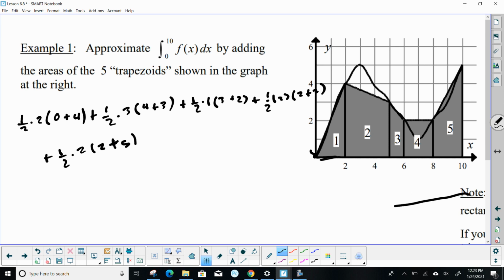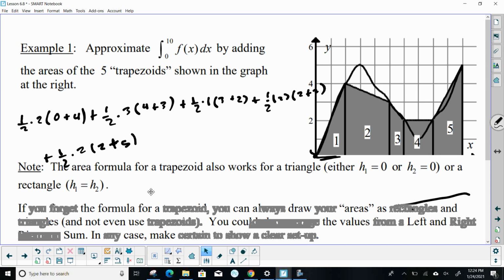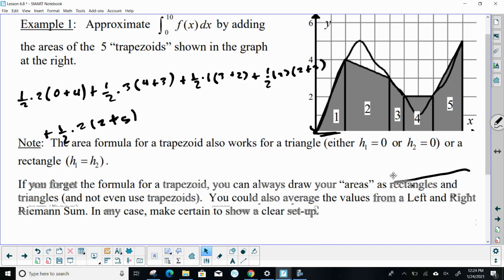So they have this note in your book, which is kind of what we were just talking about. Nothing new, but it says the area formula for a trapezoid also works for a triangle. That just means either one of your heights is going to be 0, just like it was here, right? The height was 0 right there. The other option is, just to be aware, you could totally take this shape and draw a line right here and just make a bunch of rectangles and triangles. And that works, right? You can always divide a trapezoid into rectangles and triangles. So if you forget the formula, you can always do that.